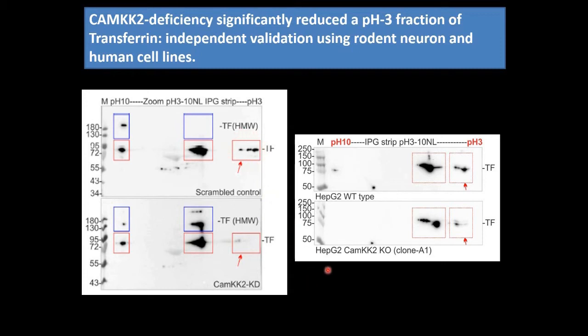Next, a CRISPR-Cas9-based CAMKK2 knockout HepG2 cell line was created to further validate these findings. Isoelectric focusing and immunoblotting of the proteins derived from CAMKK2 knockout HepG2 and control cells revealed a dramatic reduction of the pH 3.4 fraction of transferrin under the CAMKK2 knockout condition compared to the wild type. Thus, CAMKK2 deficiency significantly reduced the pH 3.4 fraction of transferrin, which was independently validated using rodent neurons as well as human cell lines.